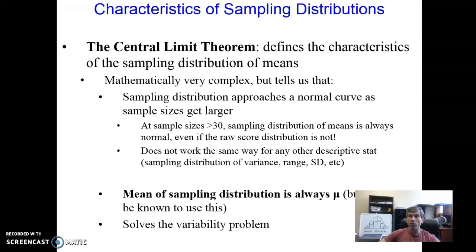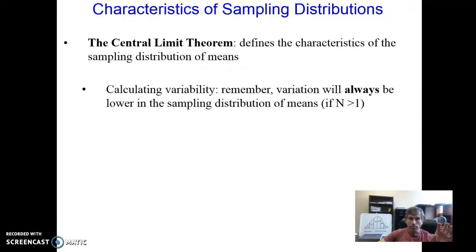But here's how we solve that variability problem. Basically, we know that the mean stays the same as our sample size changes, but we know that our variability is going to decrease as we measure more and more people. We'll talk about how that looks in formula form in just a moment.